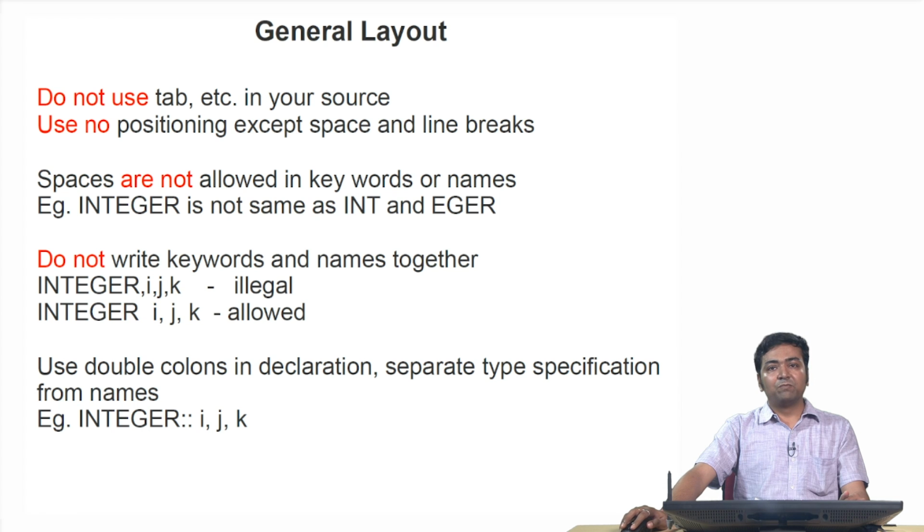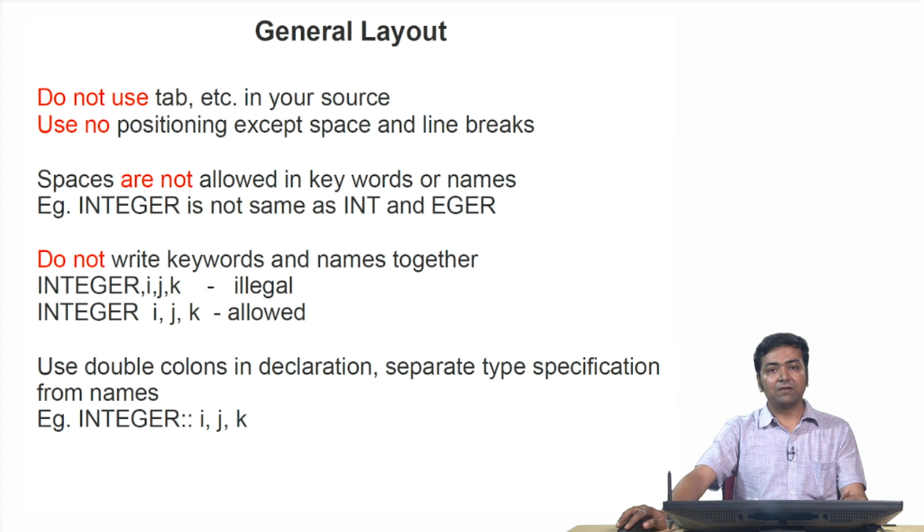Another thing we should remember is that when we use Fortran keywords, for example in this line here, integer is a Fortran keyword, we can't write it as int with a space and eger. Basically, spaces are not allowed in Fortran keywords. Also, one should not write keywords and names together. For example, here I have the Fortran keyword integer, and right next to it I have written the variable names i, j, k. This is not the correct way to do it. This is an illegal way to do it.